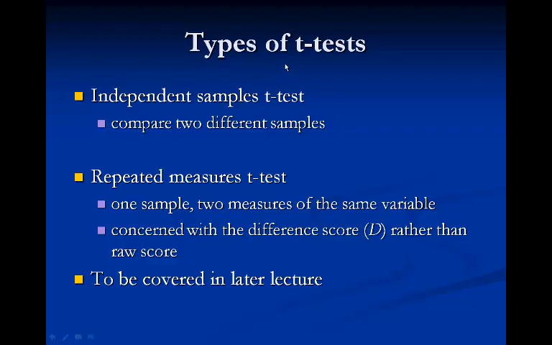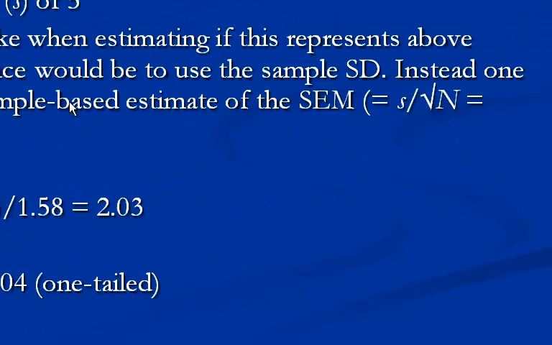Then there are other types of t-tests. The independent samples t-test compares two different samples of observations with one another, sometimes known as between groups. And the repeated measures t-test has one sample but two measures of the same variable. That's why they're repeated measures, and we're concerned with the difference score D between the two scores for every participant, every case, rather than the raw scores. This is sometimes known as a paired t-test, and these will be covered in later lectures.